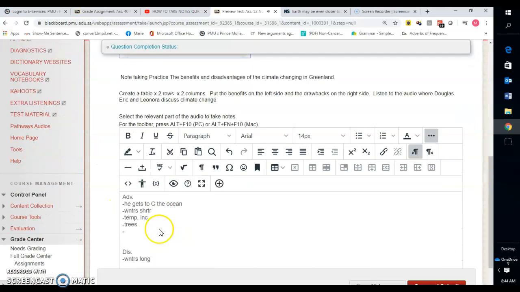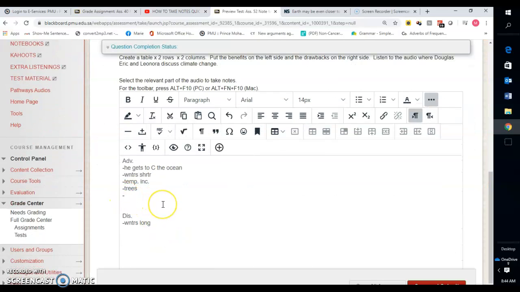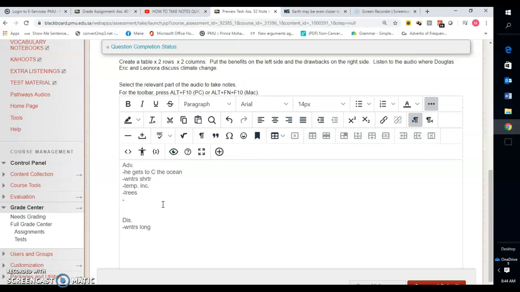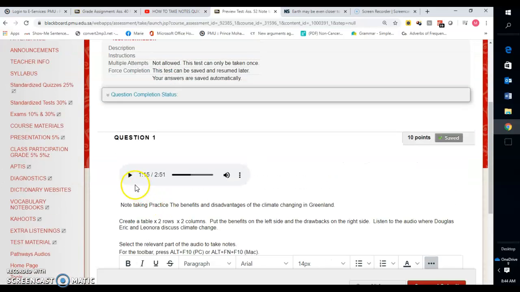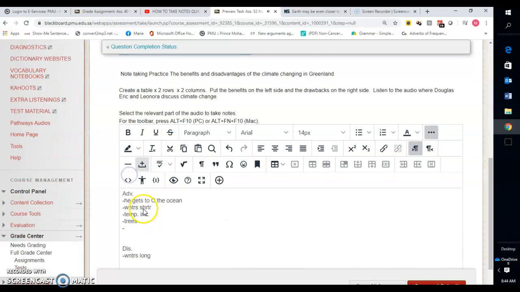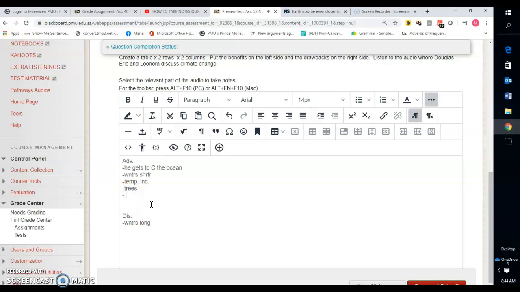So again, you only really need to write essential words. You don't have to write full sentences or everything that they say. So you're trying to get just essential words. Yes, in some ways. People are growing some vegetables now. Cabbage, potatoes. All right, so this is all under advantages.